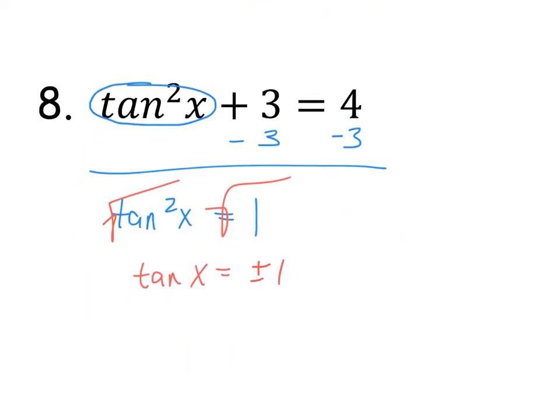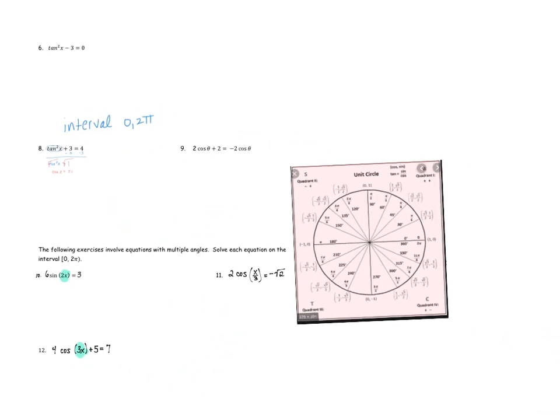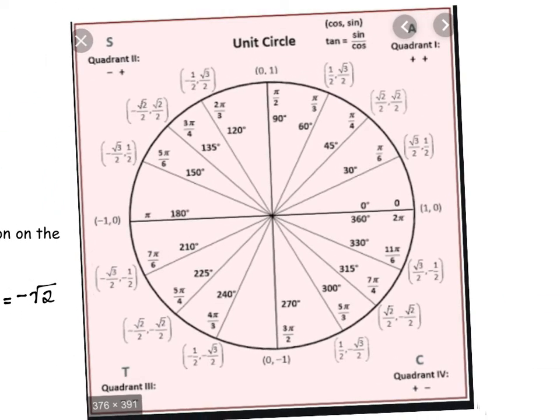Plus or minus. Now in this case, guys, I am going to find on the unit circle where the tangent is both positive 1 and negative 1. How many answers am I going to have? 4. Well, let's look at our unit circle. In the first quadrant, where am I going to get tangent of 1? Pi over 4, right? Where else can I get positive or negative 1? 3 pi over 4. Where else? 5 pi over 4. Where else? 7 pi over 4.